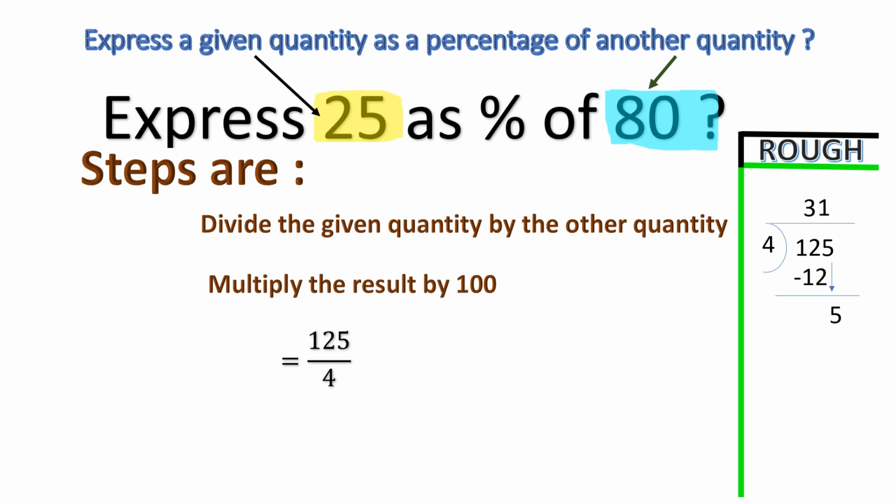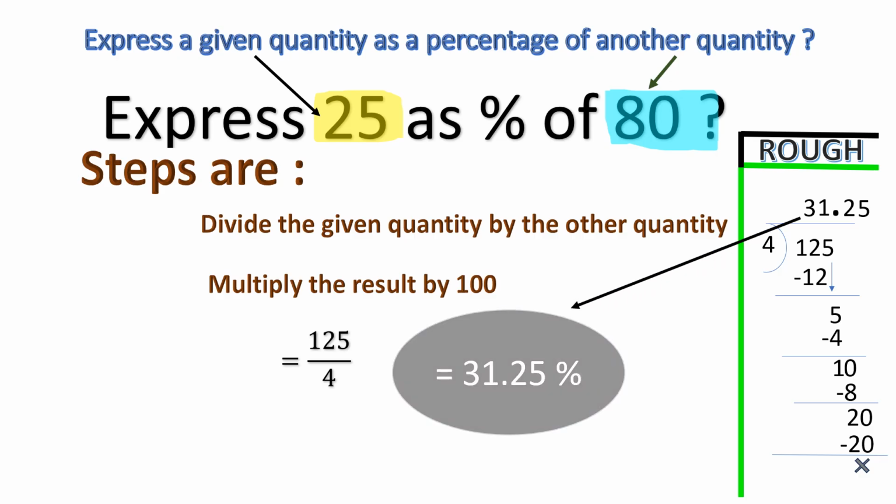5 comes down. 4 times 1 is 4. Our remainder is 1. It hasn't ended here. So now we can take a decimal point and we can put a 0 after 1. It becomes 10. 4 times 2 is 8. Remainder is 2. Again, we can take a 0 for the decimal point. 4 times 5 is 20 and the division terminates here. So our answer is 31.25%.